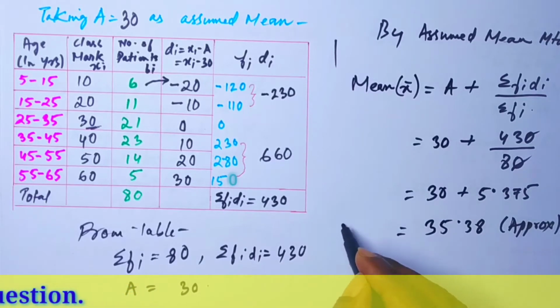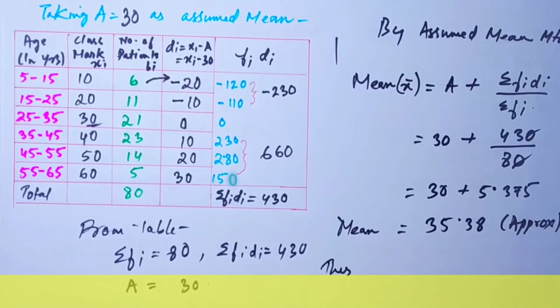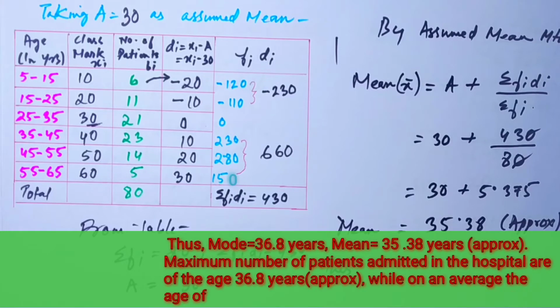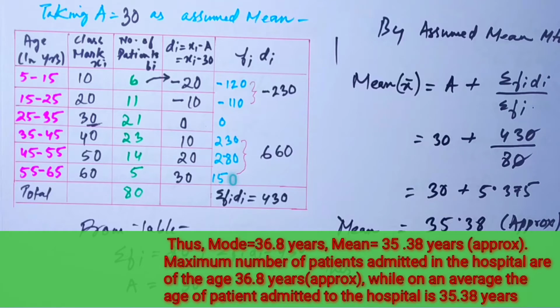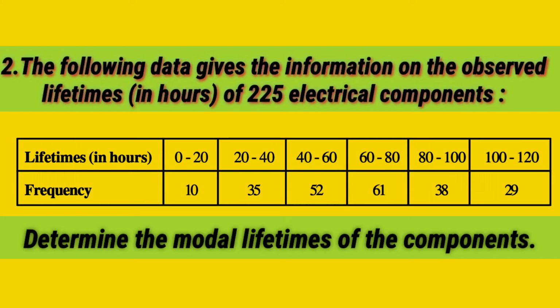Therefore mean equals 35.38. Thus mode equals 36.8 years, mean 35.38 years approximately. The maximum number of patients admitted in the hospital are of the age 36.8 years approximately, while on an average the age of patients admitted to the hospital is 35.38 years. Here another question we have: the following data gives the information on the observed lifetimes in hours of 225 electrical components.